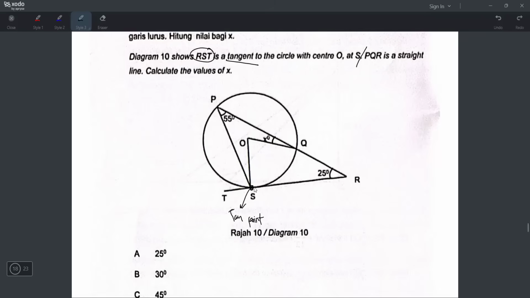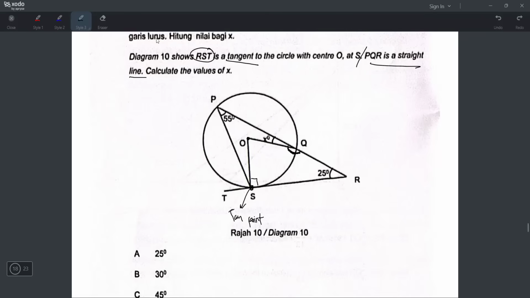The line from the center of the circle to the tangent point is always 90 degrees. So automatically this is 90. Of course the other side is also 90, but there is a line in the way, so I don't want to write there. Then they say PQR is a straight line, so the whole angle here is 180. If I can find this angle myself, then I can take 180 minus this to get the X.